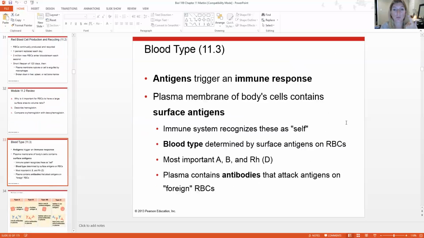You can join the military. They do blood typing there. You can donate blood. They will tell you your blood type. Or you can look at your parents, figure out their blood types, and then deduce your own blood type from theirs because it's inherited.